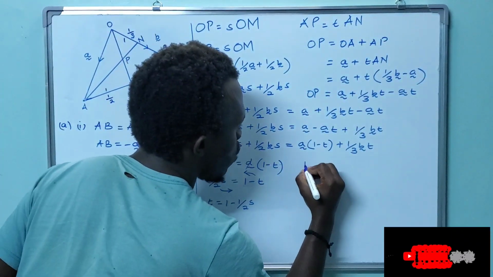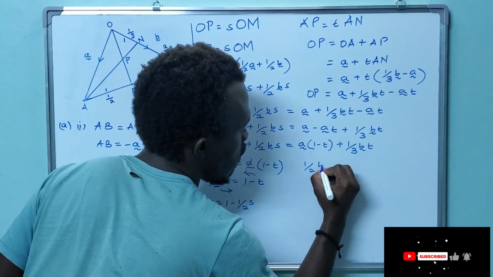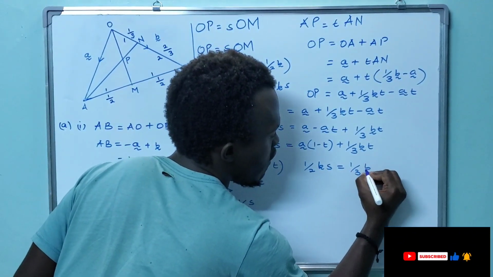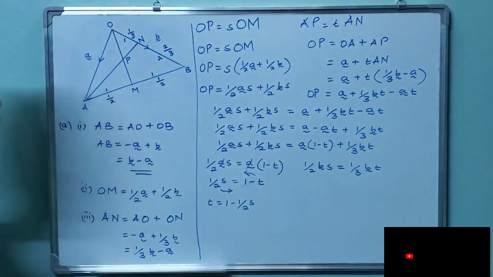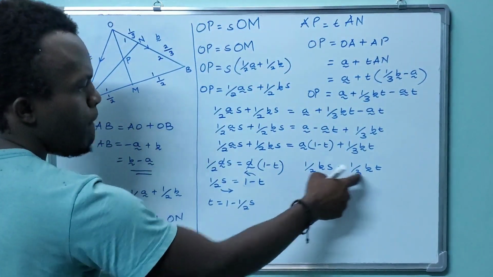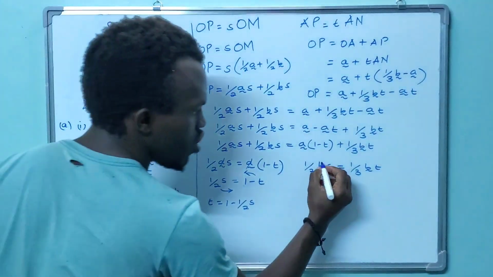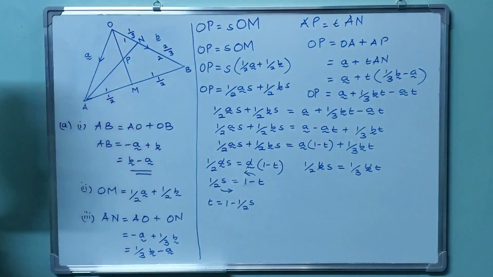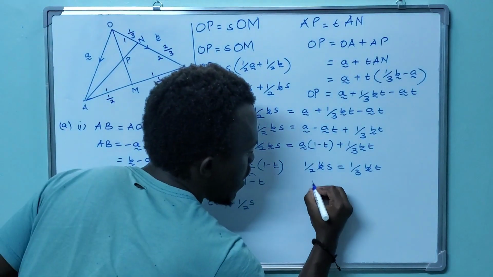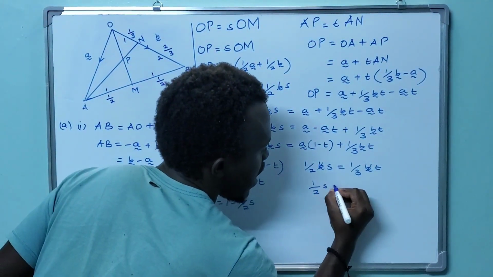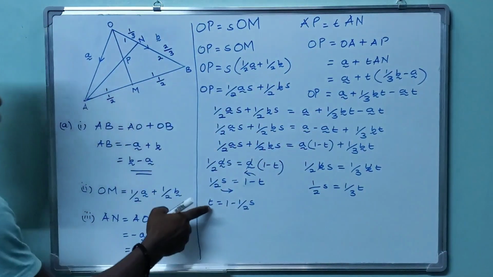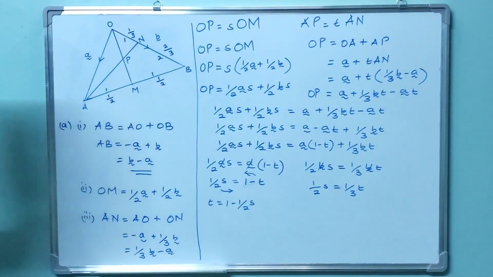For the b, I'm going to have here 1 over 2 vector bs being equal to 1 over 3 vector bt. In this specific case also, I can see in both ends, b is common. They are going to cancel out. So that vector b and that vector b is going to cancel. What will I be left with? I'll be left with a half s being equal to 1 over 3 t. Remember here we made t the subject. We need to make t the subject here also.